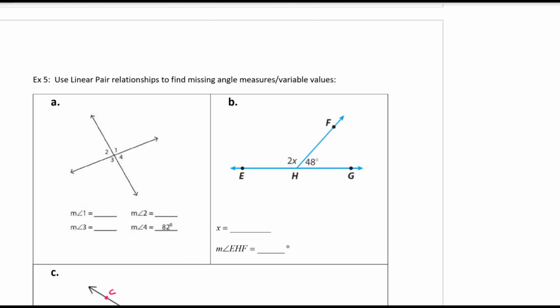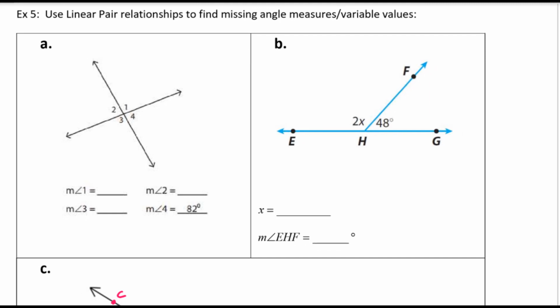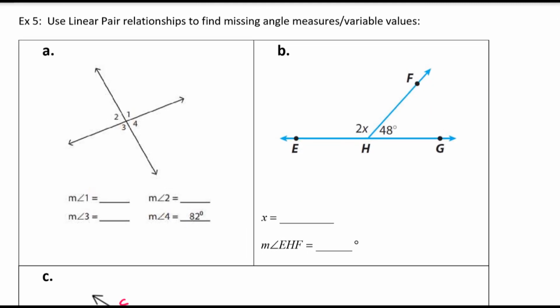Now let's check out example 5. This one is going to take a little bit more thinking, so let's check it out. We've got to use what we know about linear pairs to find missing variables or missing measures. In example A, they tell us that measure angle 4 is 82 degrees. So I'm going to put an 82 right there.